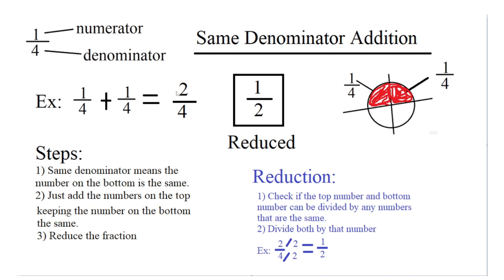Now the tricky part here is often when you add fractions, you may have to end up reducing the fraction. And in this case, 2/4 is equal to 1/2. So how do we get there? Basically, we're going to check if the top number and the bottom number can be divided by any numbers that are the same. In this instance, you could divide 2 by 2, and you can also divide 4 by 2. So we're just going to divide 2 divided by 2 and 4 divided by 2, and then we're going to get 1/2. And so that's going to always be the process.